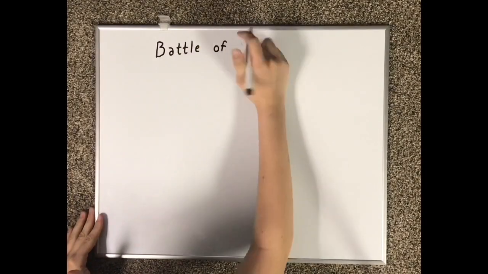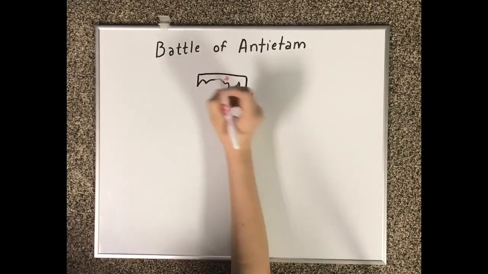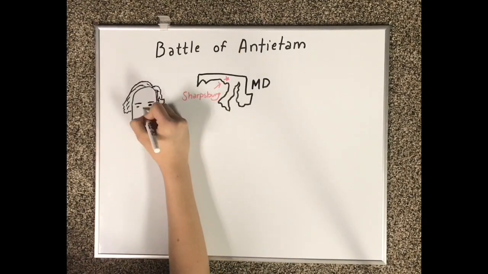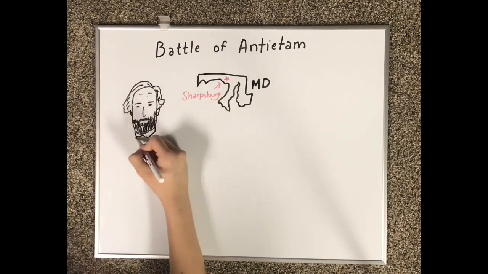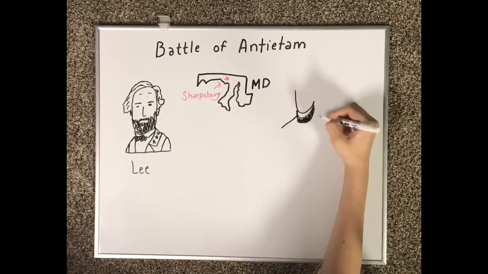If you've heard anything about any Civil War battles, you've probably heard of the Battle of Antietam. It is probably the most notorious battle of the Civil War due to the fact that it was the bloodiest single day in American history. Taking place in Sharpsburg, Maryland, this battle was a result of Lee's attempt to invade the North.